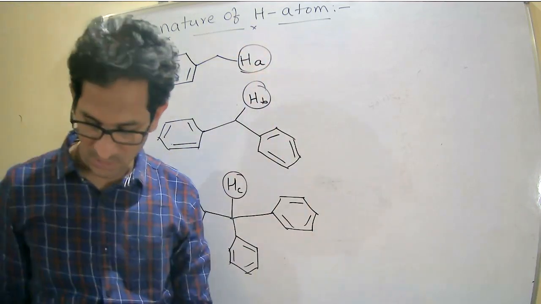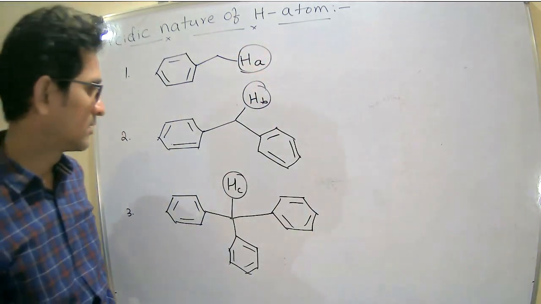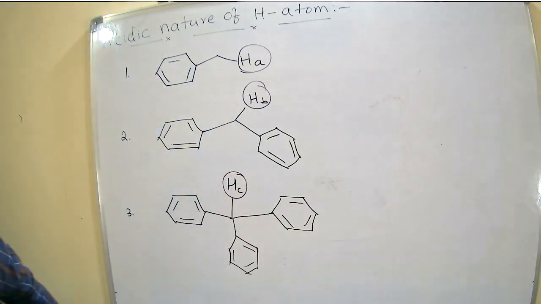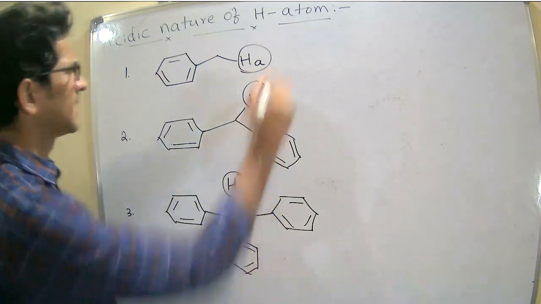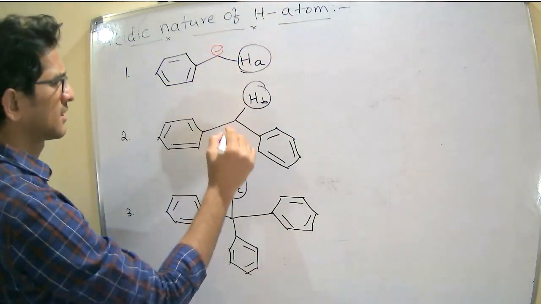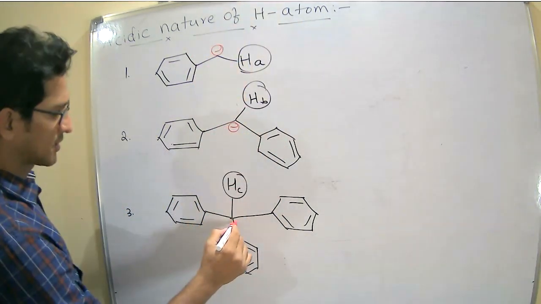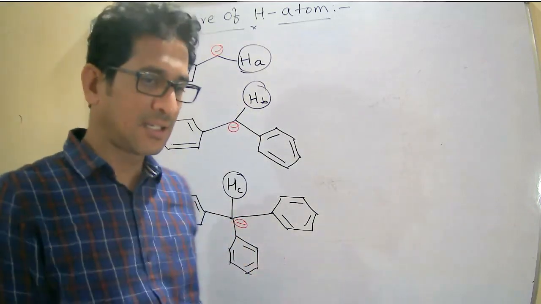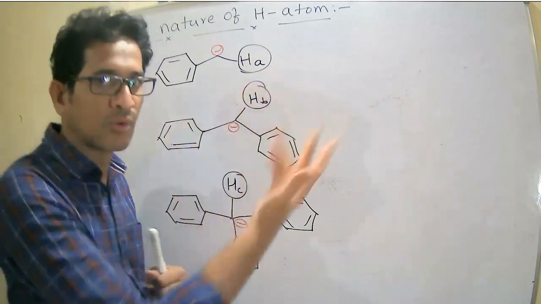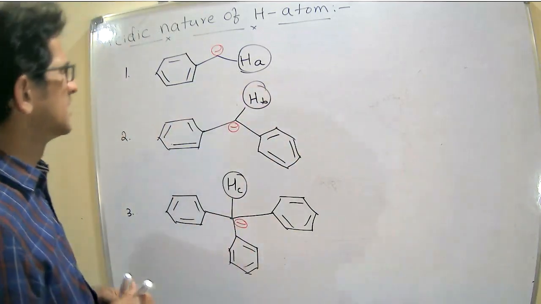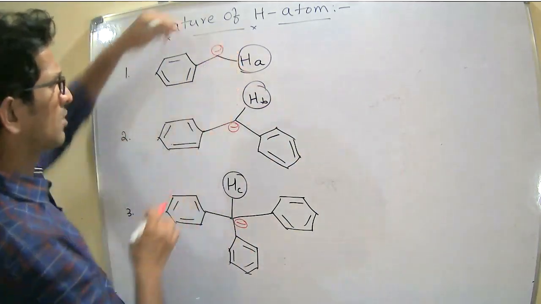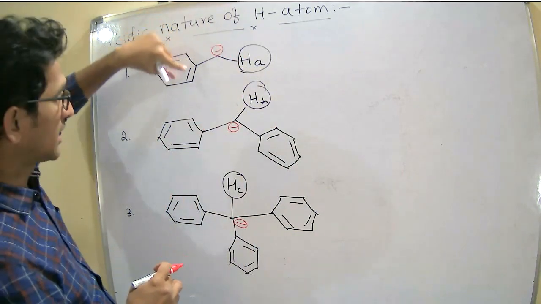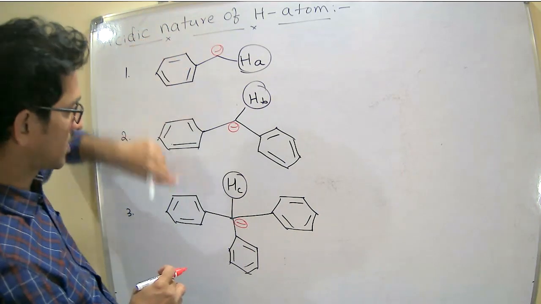Right. So here, among these three, HA, HB, and HC, which is more acidic in nature? Consider the conjugated bases. See what we discussed in the previous example. Same here: the negative charge is in conjugation, with delocalization over the pi bonds.